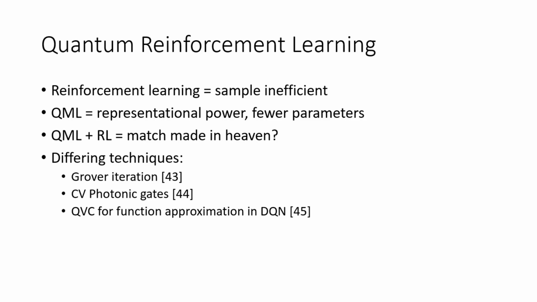So now I'm going to bring it back together. Quantum reinforcement learning. We know reinforcement learning is sample inefficient and has a lot of problems. And we know QML has a lot of representational power with few parameters. And so we can see, hey, wait a minute, is this a match made in heaven? There are a lot of different techniques. I'm not the first to think of this, and it seems there's a lot of promising work.